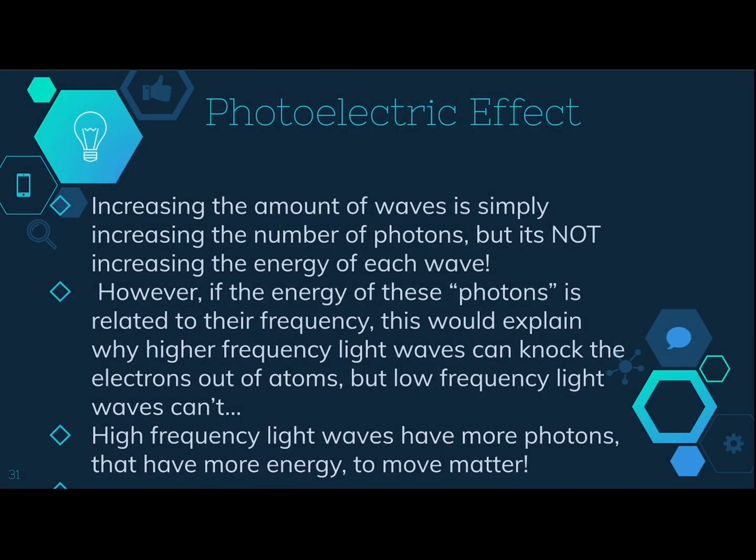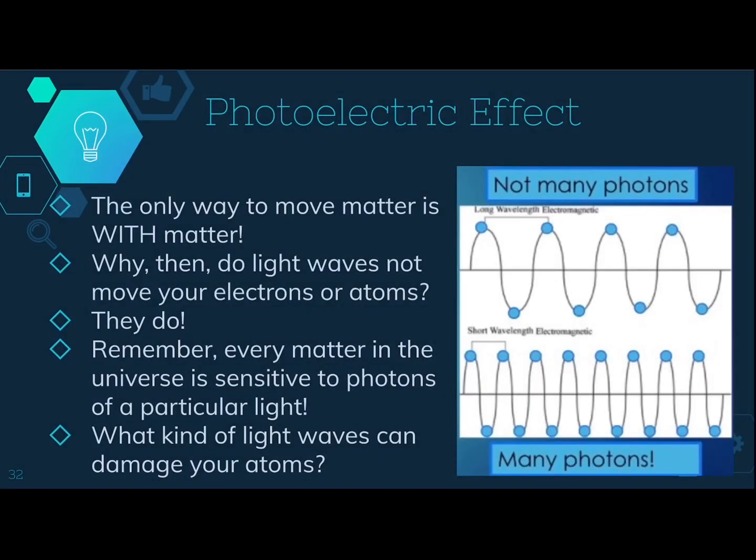Increasing the amount of waves is simply increasing the number of photons, but it's not increasing the energy of each wave. However, if the energy of these photons is related to their frequency, this would explain why higher frequency light waves can knock the electrons out of atoms, but low frequency light waves can't. High frequency light waves have more photons that have more energy to move matter. So everything's related back to energy.